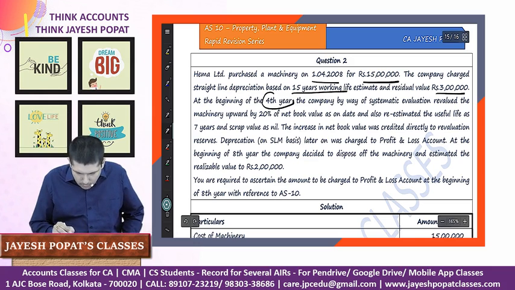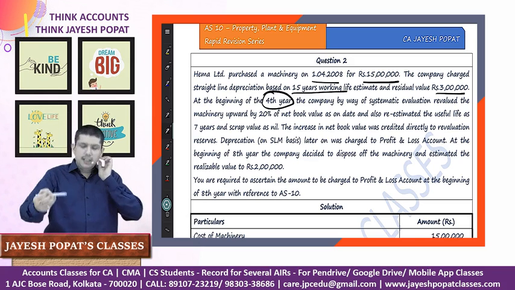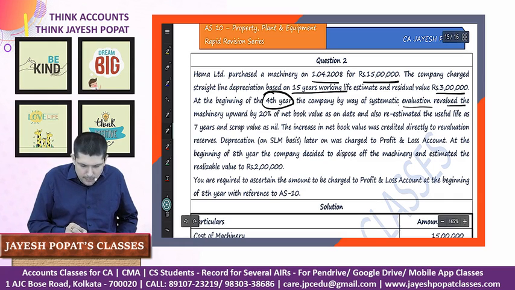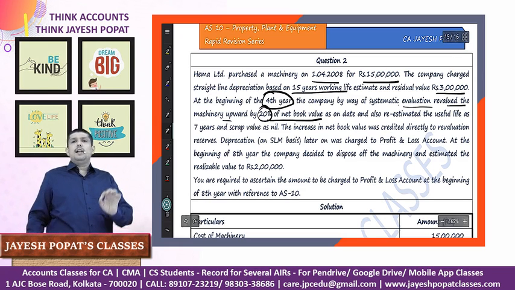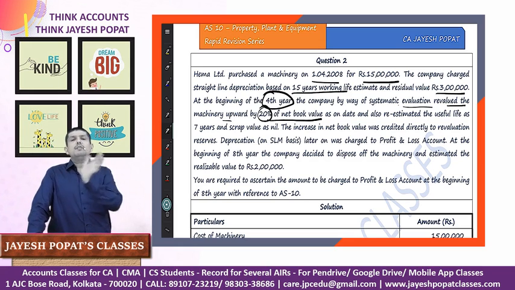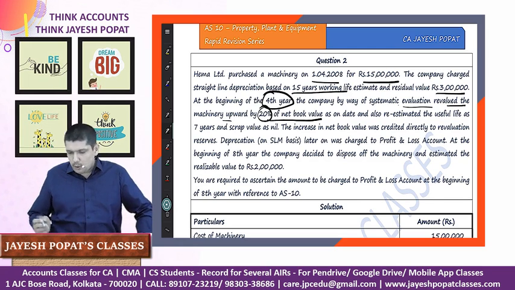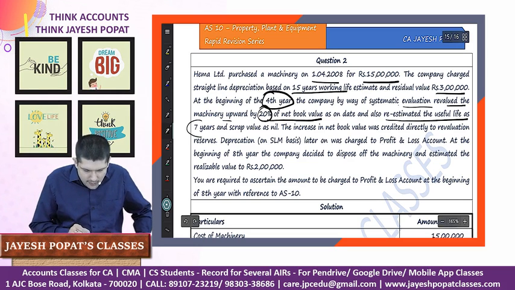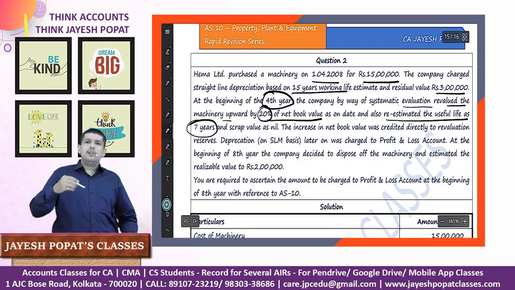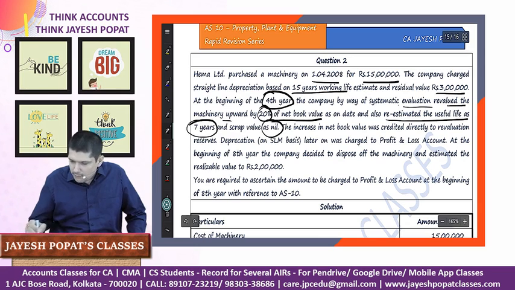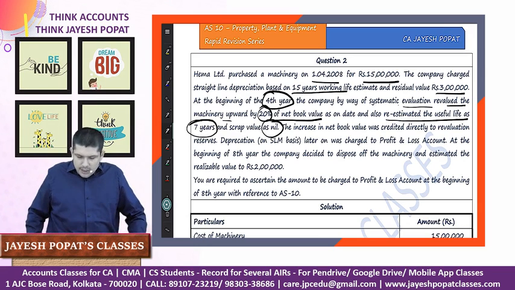At the beginning of the 4th year, means after charging depreciation till the 3rd year, the company, by way of systematic evaluation, revalued the machinery upward by 20% of the net book value. So whatever is the net book value at the end of the 3rd year, 20% of that was treated as upward revaluation and was added to the cost of the machinery and brought it to its revalued amount. They also re-estimated the useful life as 7 years. So now they have re-estimated that the useful life is not 15 years, but as of date it is 7 years, and the scrap value is nil. Earlier we considered 3 lakh, now the scrap value is nil.